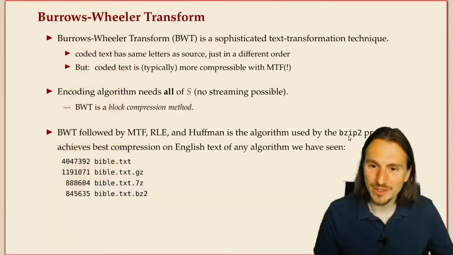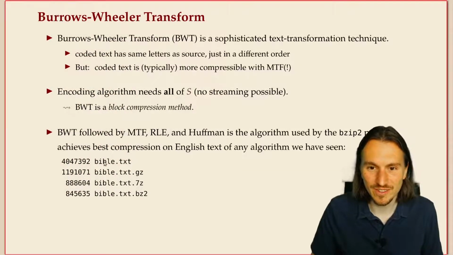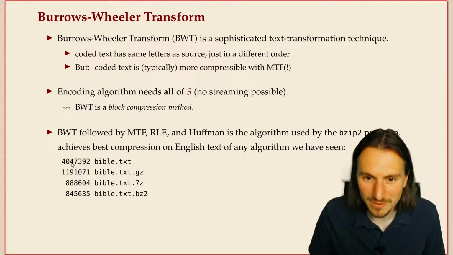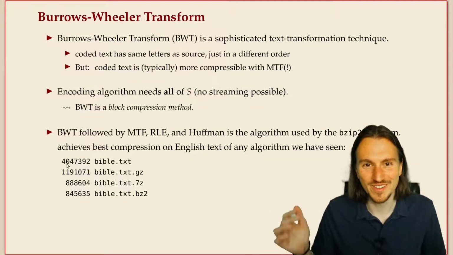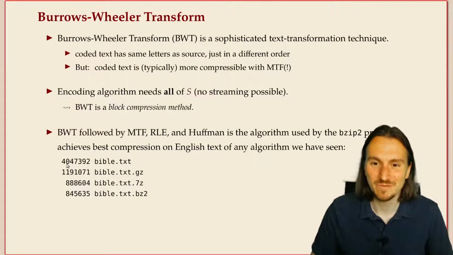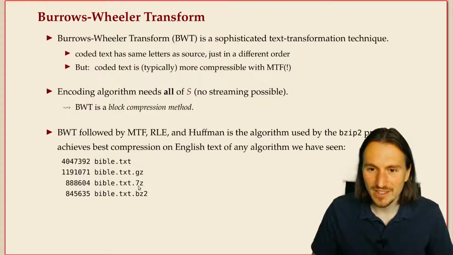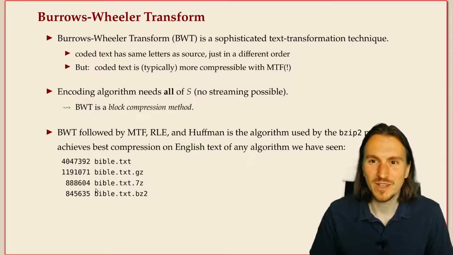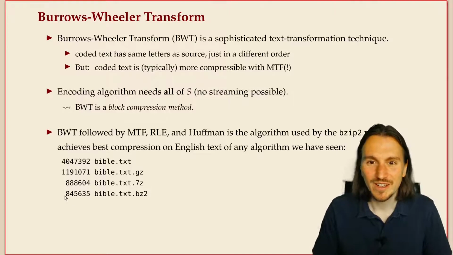I've shown you here, this is just the English Bible. So that's some 4 megabytes. That's all there is to it if you store it in plain text. If you use gzip, the GNU zip, you get it down by a factor of 4, which is not bad. 7-zip, which is often deemed the most effective general compression method, is much better than GNU zip, gets it down to that. But bzip actually beats 7-zip for text.